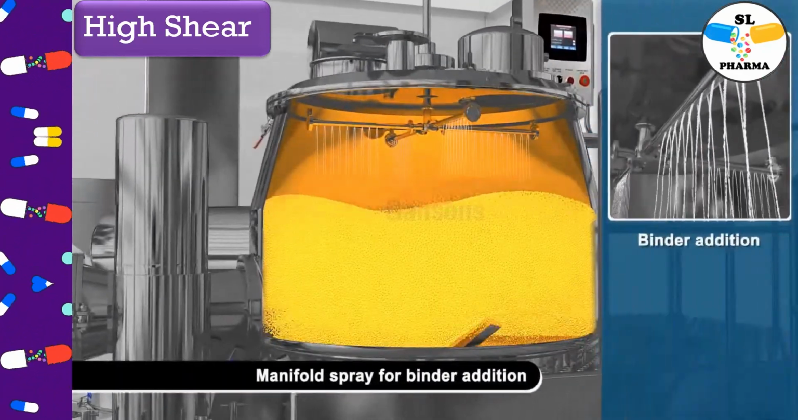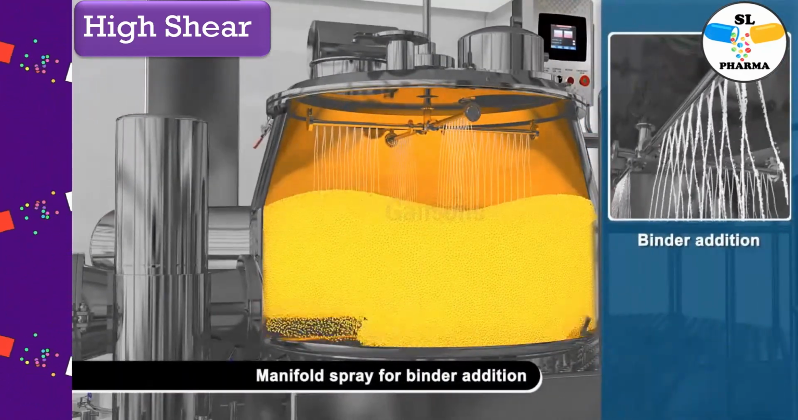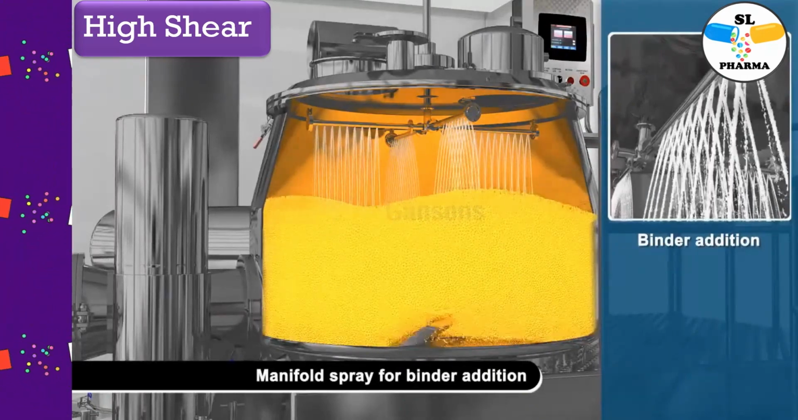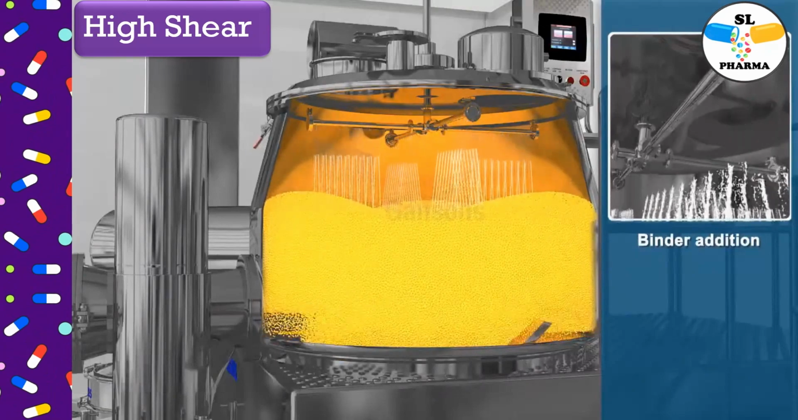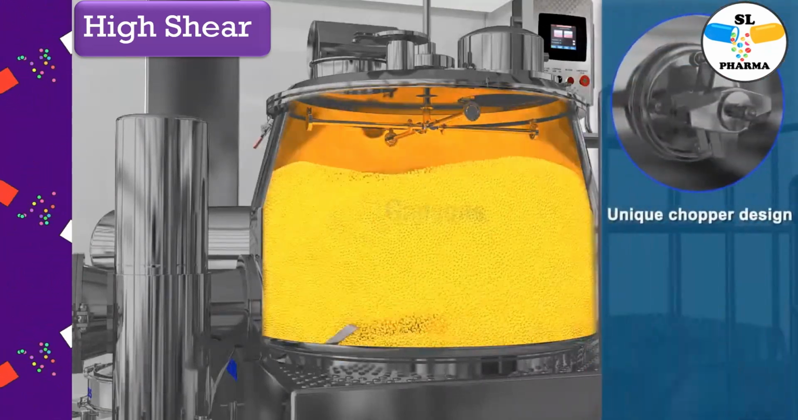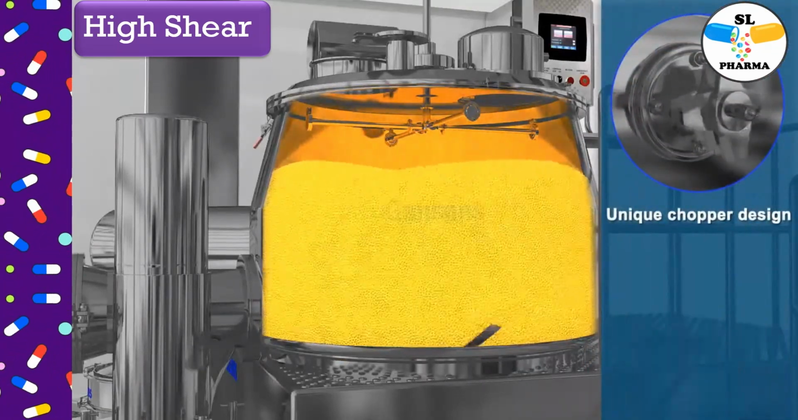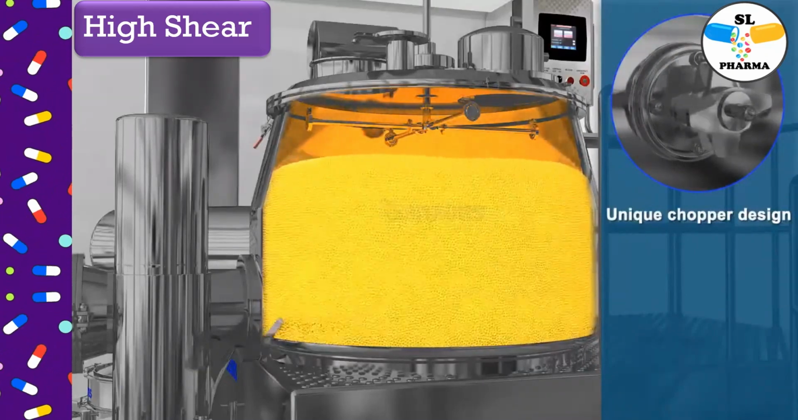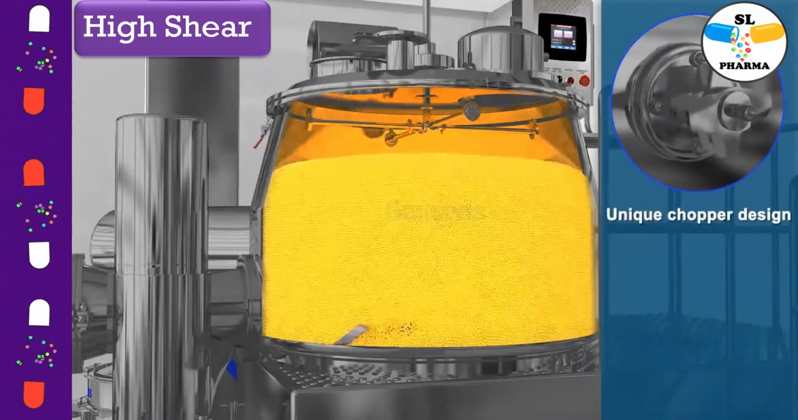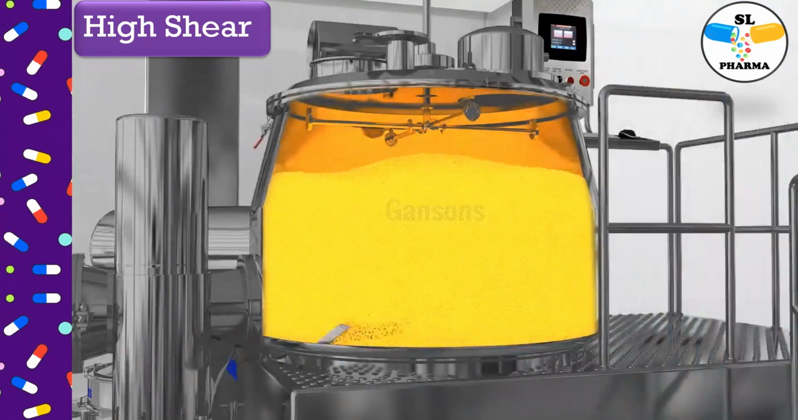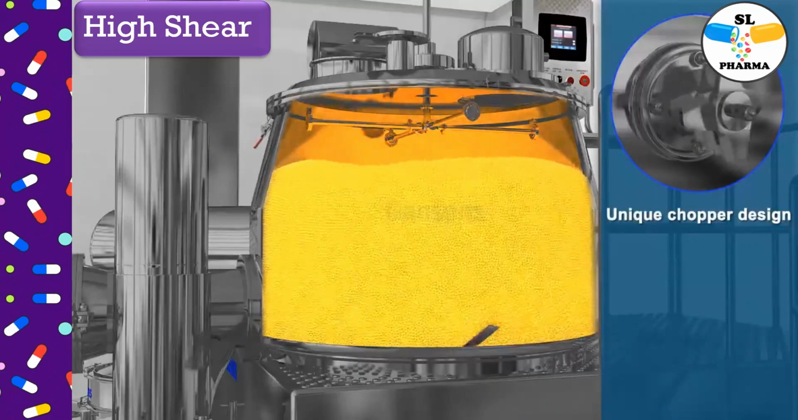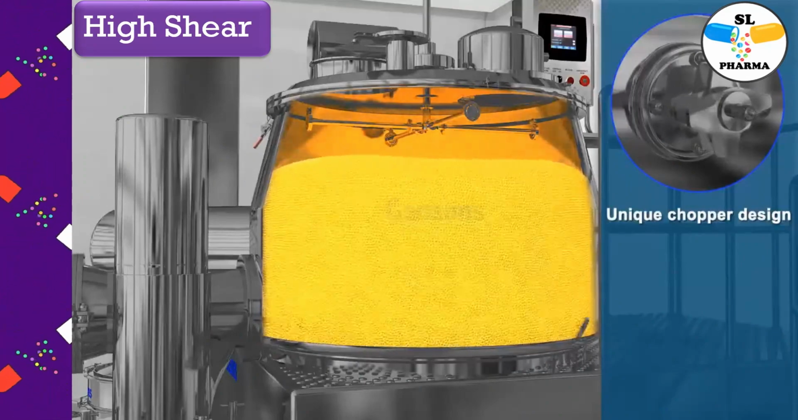Thirdly, wet mass formation. A liquid binder, usually a solution of water or another appropriate solvent, is added to the dry powder mixture. The binder is sprayed onto the powders as they are continuously mixed. The combination of the liquid and mechanical agitation causes the powders to form wet granules. The binder helps agglomerate the particles and create a homogeneous, moist mass.